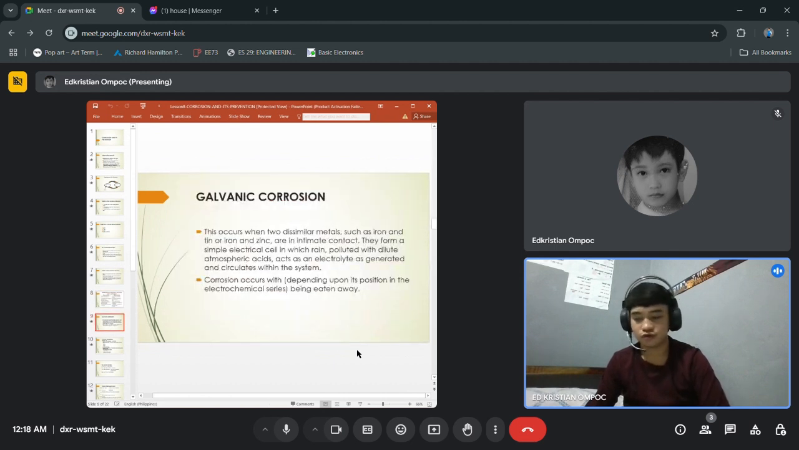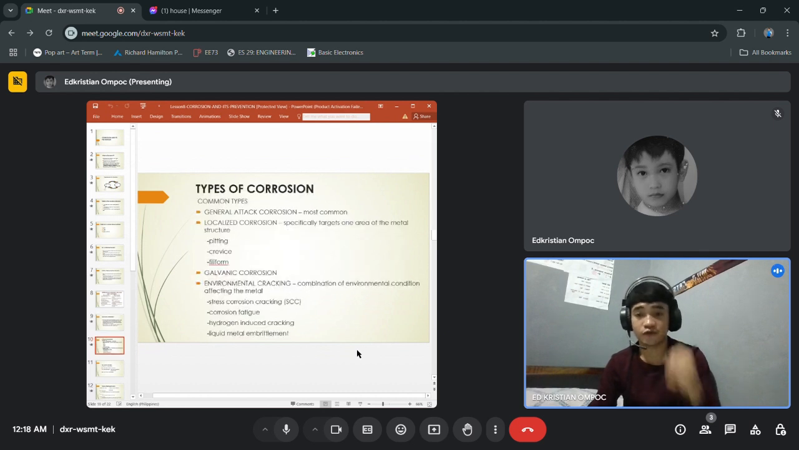So, galvanic corrosion. Ang kaning galvanic corrosion occurs when two dissimilar metals such as iron and tin or iron and zinc are in intimate contact. They form a simple electrical cell in which rain, polluted with dilute atmospheric acid, acts as an electrolyte and generate and circulate within the system.